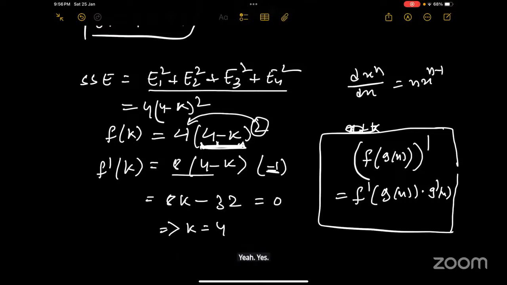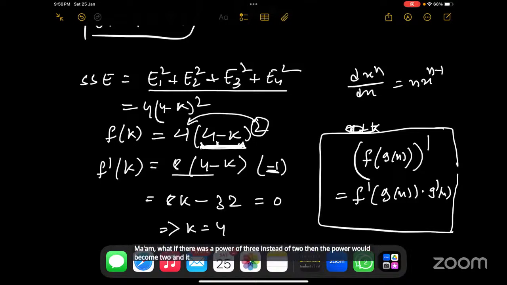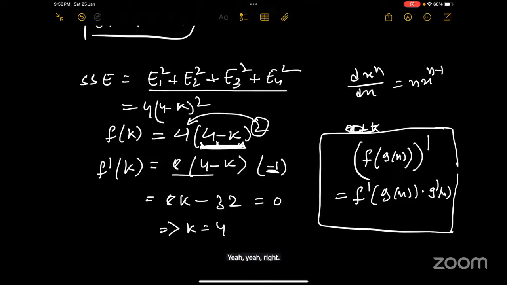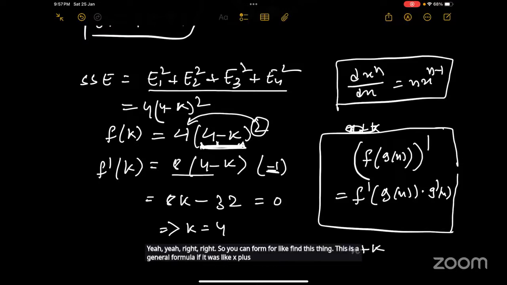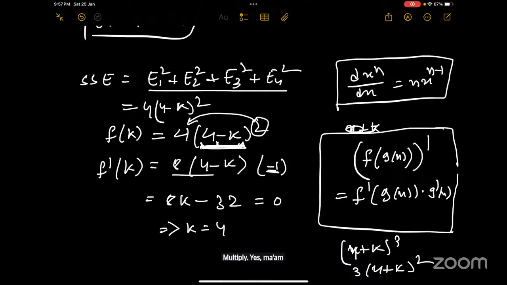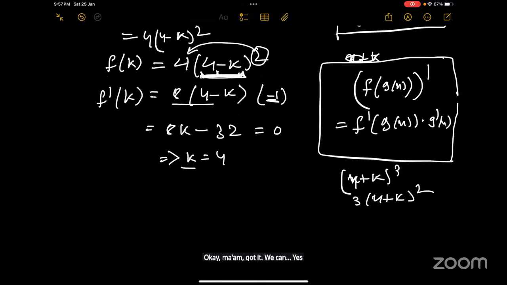What if it was written with a power of 3 instead of 2? Then the power would become 2 and it would be multiplied. Yes, you can find this. This is a general formula. If it was (4 plus k) to the power 3, then it would be 3 (4 plus k) square. Okay, so we get this thing.